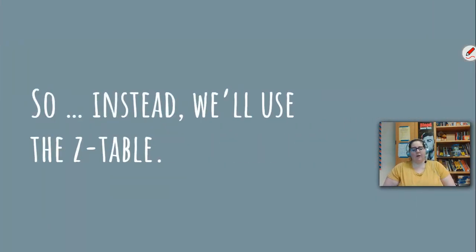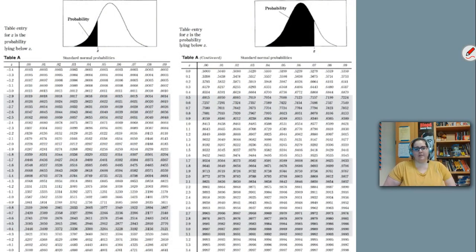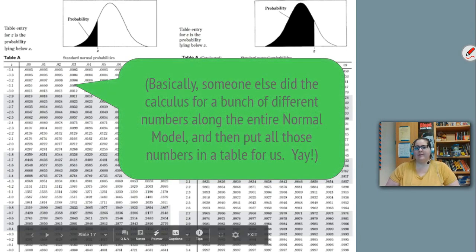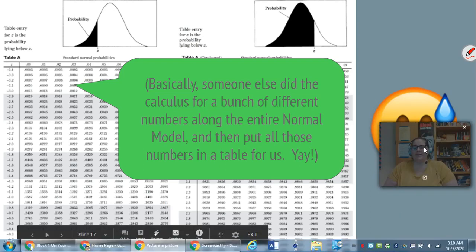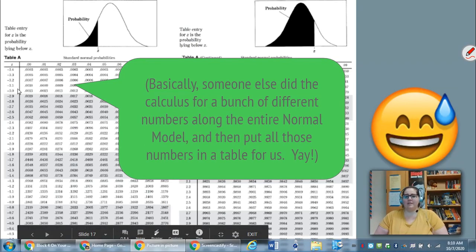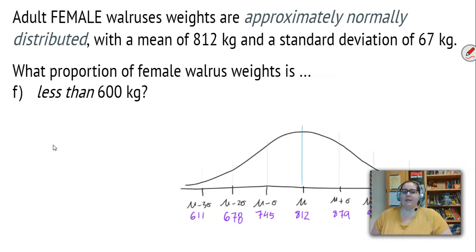So instead, we will use what we call the z-table. So the z-table is a table, as you could imagine, that gives us basically a whole bunch of areas or proportions under this normal curve up to a certain z-score. So remember from last time, a z-score is basically telling us how many standard deviations from the mean we are. So basically, someone did all the calculus for us for all of these z-scores throughout the normal model and then put them in a table for us. And that's what we're going to use to find most of our proportions or areas under the curve.